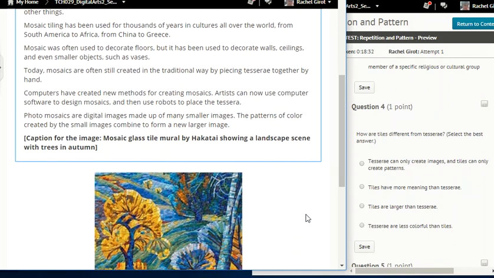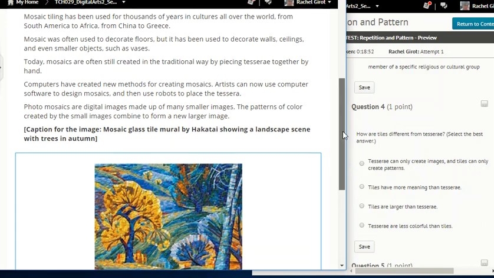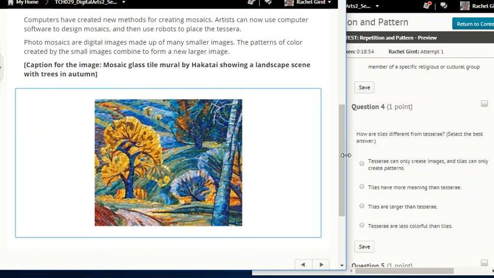Mosaic tiling has been used for thousands of years in cultures all over the world, from South America to Africa, from China to Greece. Mosaic was often used to decorate floors, but has been used to decorate walls and ceilings. Today, mosaics are often still created in the traditional way by piecing tesserae together by hand. Computers have created new methods for creating mosaics. Artists can now use computer software to design mosaics and then use robots to place the tessera.